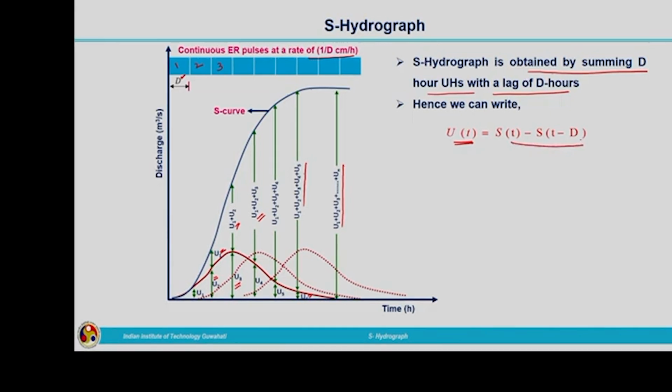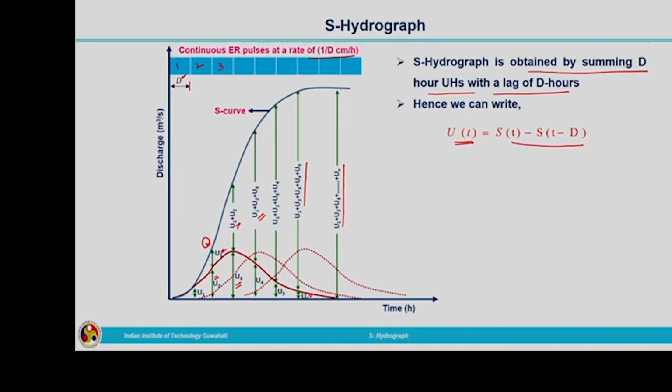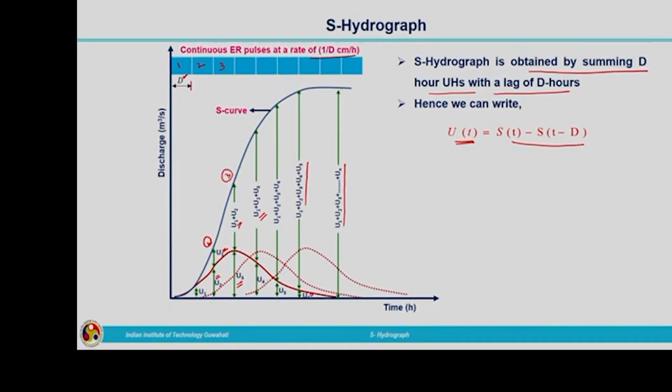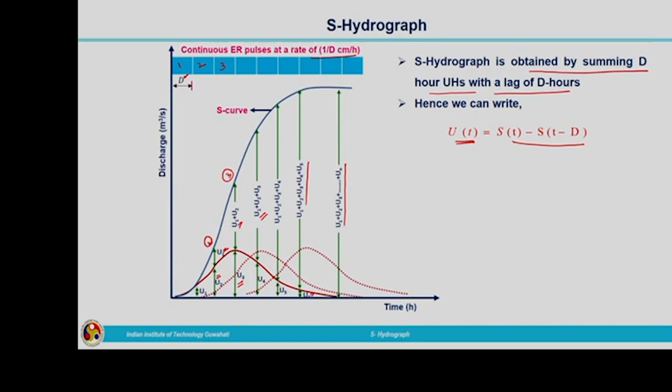You consider each and every ordinate. Consider this point, this is our second point. Here the ordinate is u1 plus u2, representing the ordinate corresponding to the S-Hydrograph. When it comes to the third point, it is u1 plus u2 plus u3. So, if you take the difference, u1 plus u2 plus u3 minus u1 plus u2, that is u3, the ordinate of the unit hydrograph corresponding to that particular time interval.